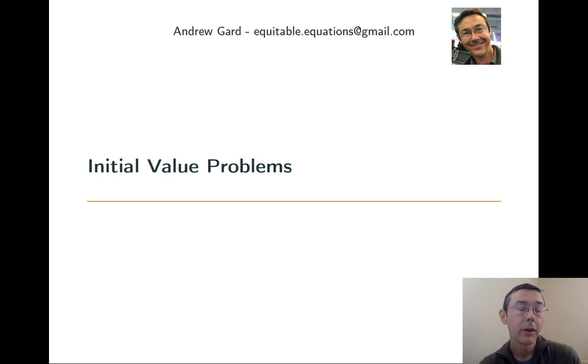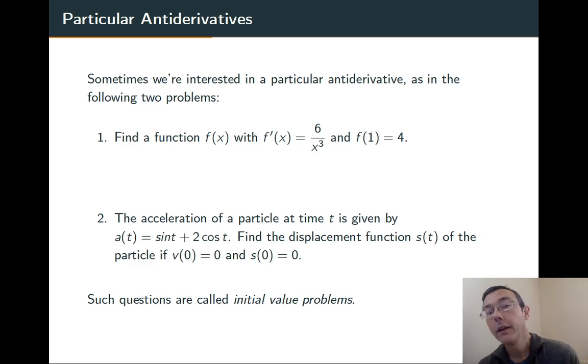Hey everybody. Today we're doing some more antidifferentiation. We're going to look at a couple of initial value problems. So, an initial value problem is a situation where you're given some information about a derivative of a function and asked to find the original function, but also given a point or points on the graph. So, you don't end up with a general antiderivative, you end up with a particular one.